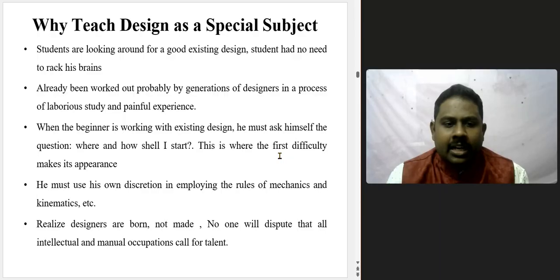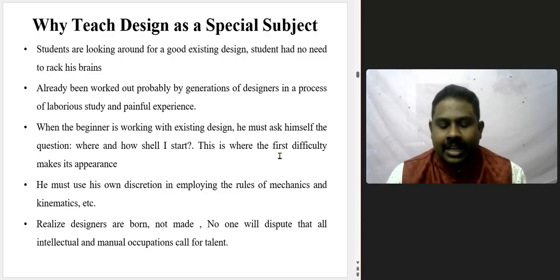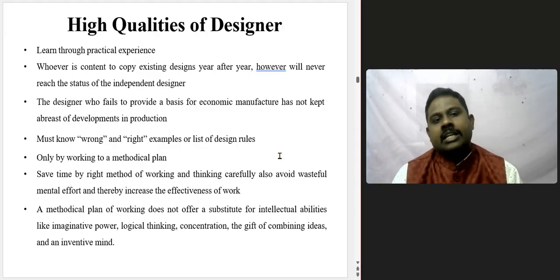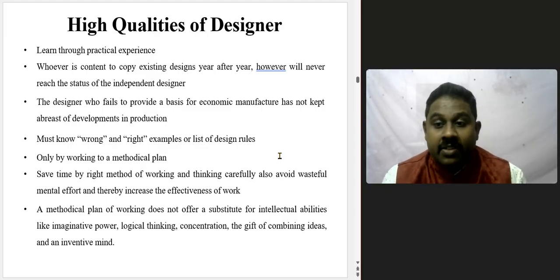And after that, it is realized that designers are born, not made. No one will dispute that all intellectual and manual occupation is called talent. So that is also very important. And after that, their own dissertation employing rules of mechanics and kinematics is also very important. And the high qualities of a designer are learned through practical experience. That is very, very important.